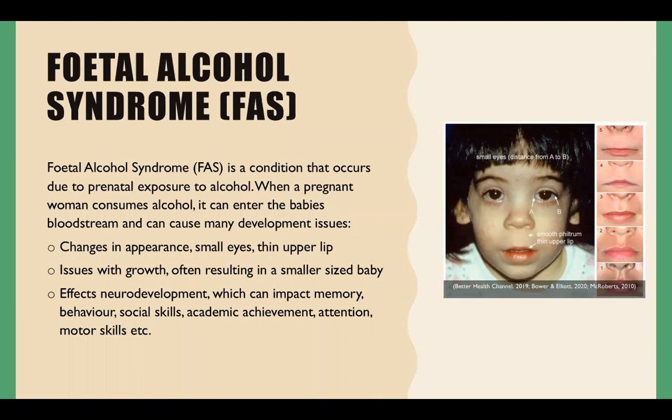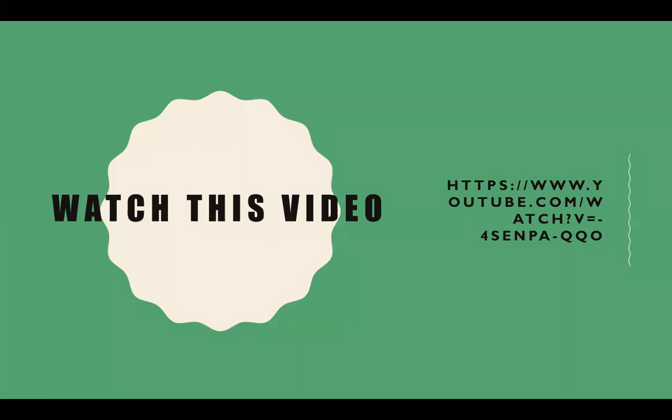Fetal alcohol syndrome, or FAS, occurs when a pregnant woman consumes alcohol and it enters the baby's bloodstream. It can affect a person's appearance, growth, and neurodevelopment, which can impact memory, behaviour, and social skills. It is important to remember that people with FAS will experience different challenges, but they will also present a range of strengths. This video helps point out some of the strengths, challenges, and how to tackle them.